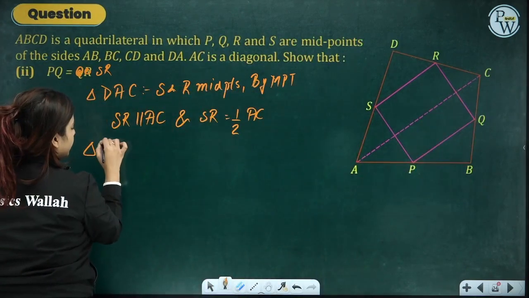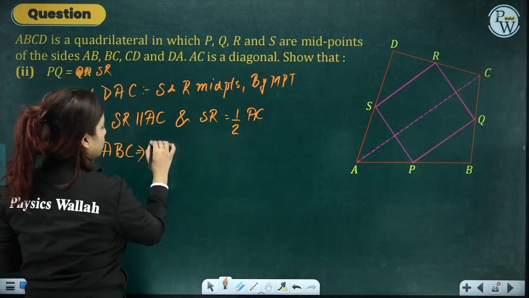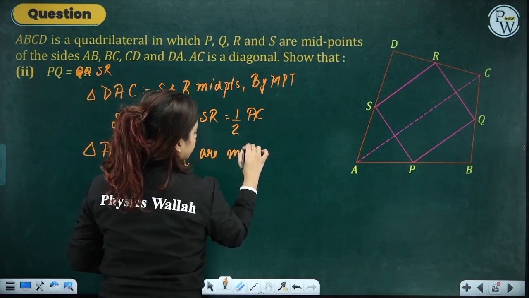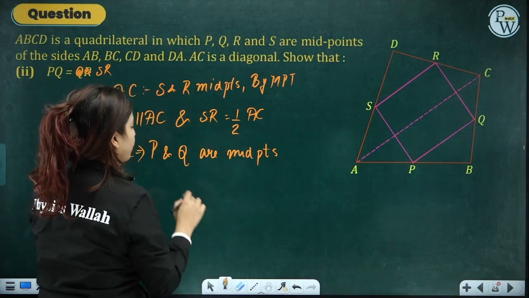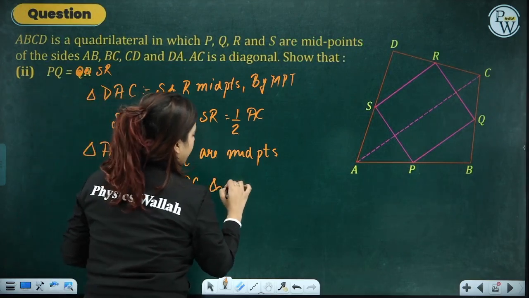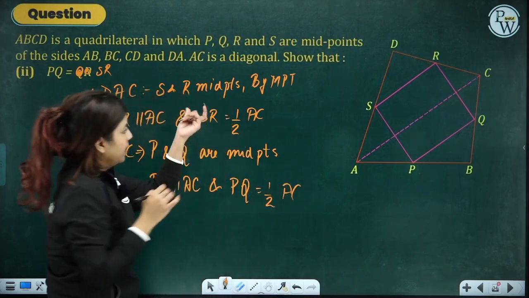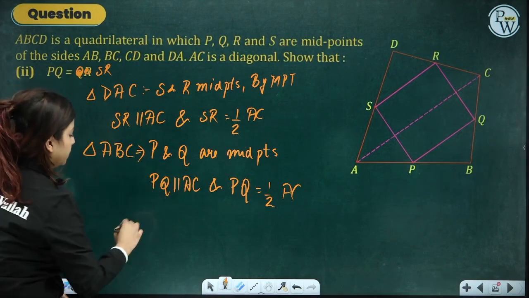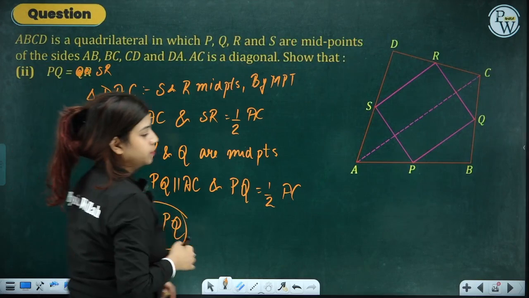Now in triangle ABC, students, what do we have? P and Q are the midpoints. So what we can say over here is that PQ is parallel to AC and PQ is half of AC. Now see, SR is also half of AC, PQ is also half of AC. So from these two we can say that SR is equal to PQ. This is what we had to prove.